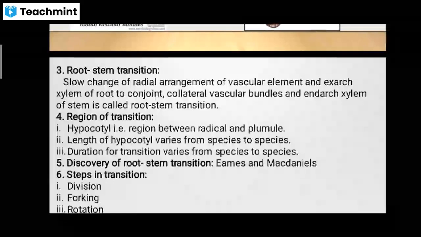The length of the hypocotyl varies from species to species, and also the duration of the transition varies from species to species. तो हर एक प्लांट में जो हाइपोकॉटिल रीजन है, यानी रूट स्टेम ट्रांजिशन पॉइंट है, वो डिफरेंट रहता है. उनका जो ड्यूरेशन है, मतलब जो वहाँ पे चेंजेस हो रहे हैं एनाटॉमिकली, उसमें भी हर एक प्लांट में अलग अलग टाइम लगता है.